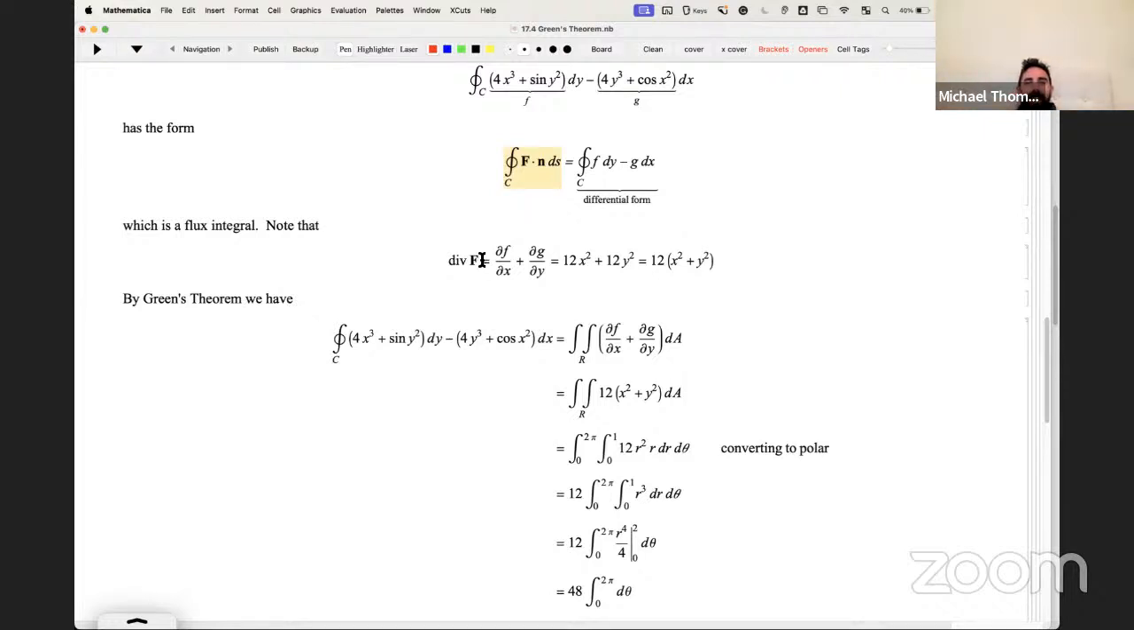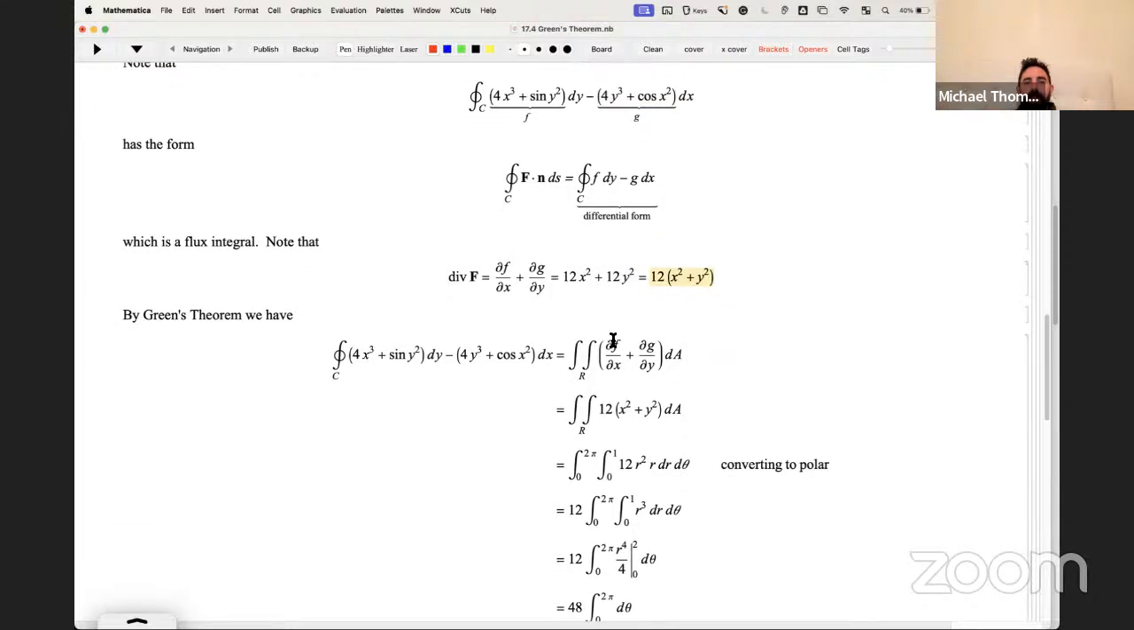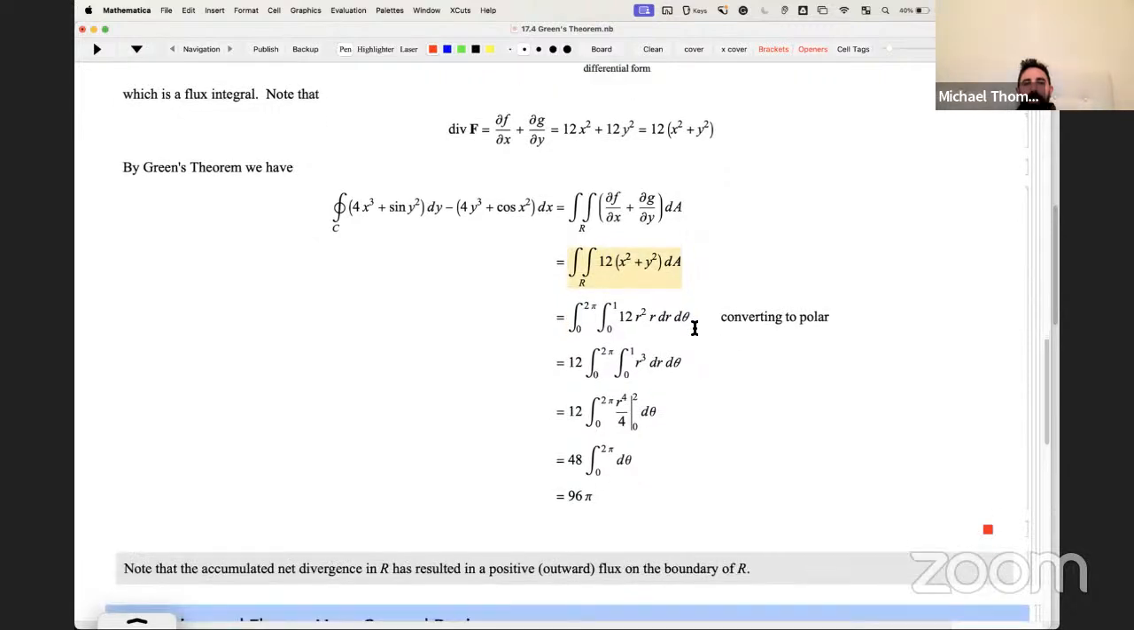Okay, so we have to find the divergence of F, right? So that's f_x plus g_y. So there's f, so there's f_x, and there's g, so there's g_y. So there's f_x plus g_y. That's what we're going to use for our integral. All right, so there's our double integral.